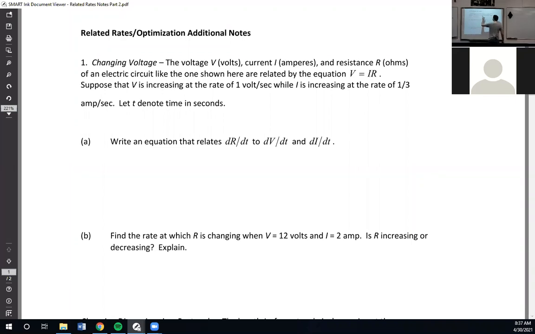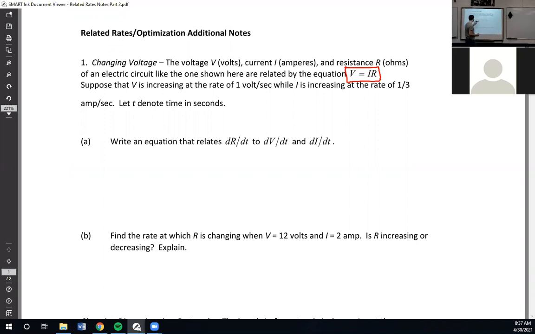The voltage, current, and resistance of an electric circuit is modeled by the equation V equals IR. So this V equals IR is the equation that we're going to use, and then we're going to take the derivative of it for this related rates question.